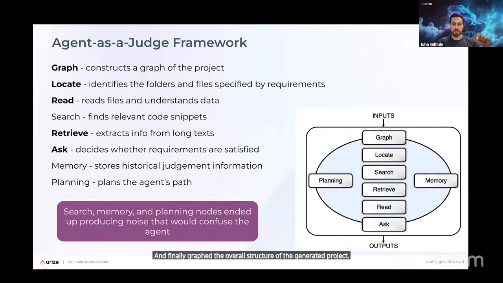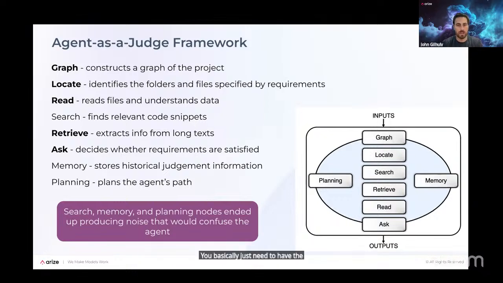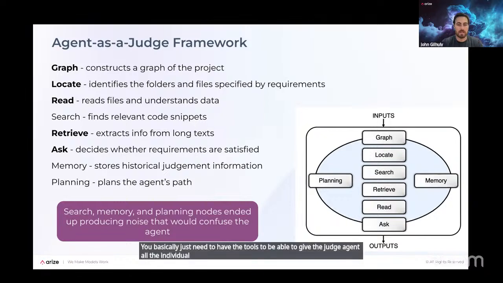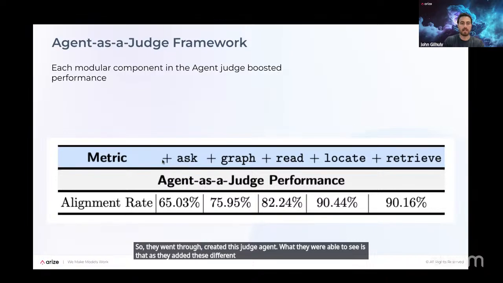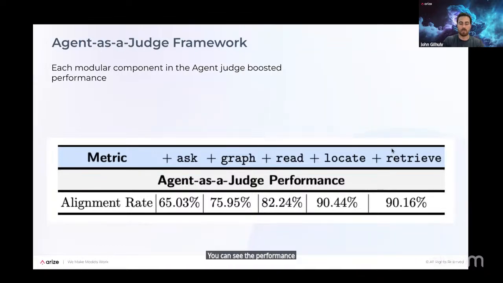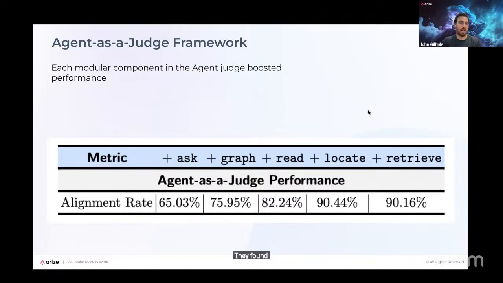So they removed some of the extraneous stuff, which is encouraging because it means if you're going to repeat this, you don't need a crazy comprehensive, specific set of tools. You basically just need the tools to give the judge agent all the individual generated pieces of information. So they went through and created this judge agent. What they were able to see is that as they added these different components, as they gave the judge agent the ask tool and then the graph tool and then the read tool and the locate tool, you can see the performance going up generally over time. So they tried all these different combinations of tools to give the judge, and they found that those were the 5 that are the most important for it.